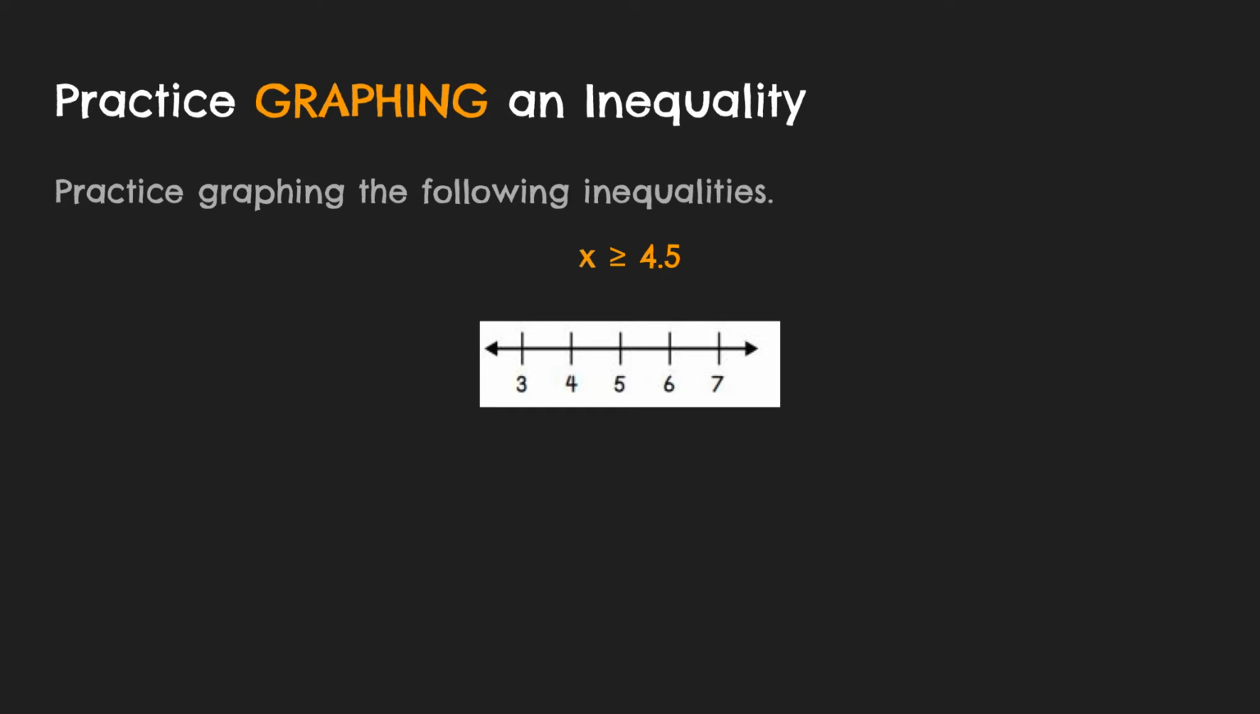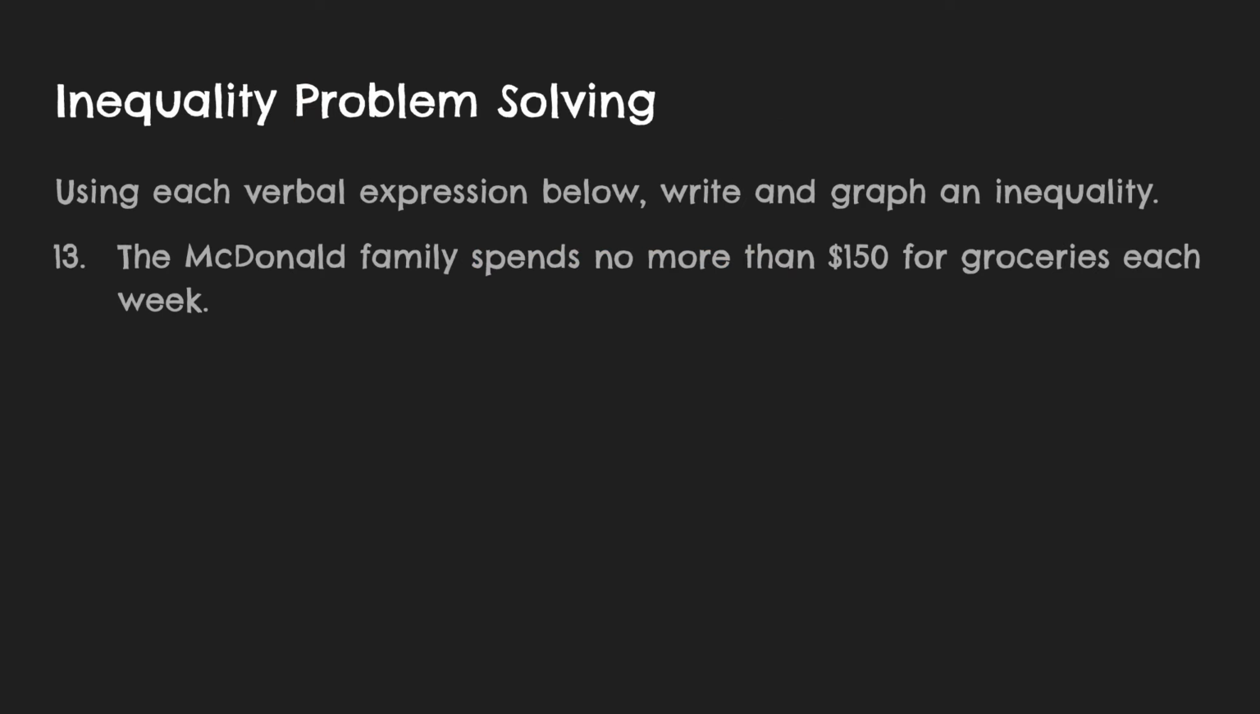All right, X is greater than or equal to 4.5. So greater than or equal, so I'm going to go right here. Since it's equal, my dot's going to be colored in. Since it's greater than, I'm going to go to the right. Hopefully this is starting to make sense. Anytime we see that equal sign, we know we need to have that dot colored in.